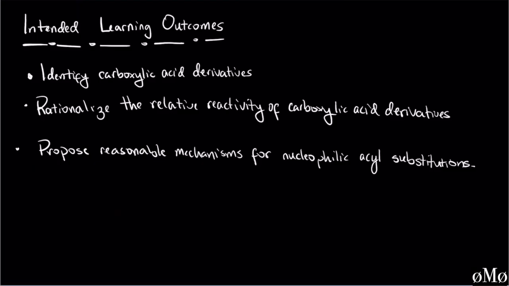Okay, so we've identified carboxylic acid derivatives. We've been able to figure out the relative reactivity of these derivatives, knowing that our acid chloride is the most reactive and then our nitriles and amides are just not so reactive. And then we've used that understanding of our carboxylic acid derivatives, as well as our understanding of nucleophilic addition reactions with aldehydes and ketones. And we've run through a series of reaction mechanisms that are essentially nucleophilic acyl substitutions.